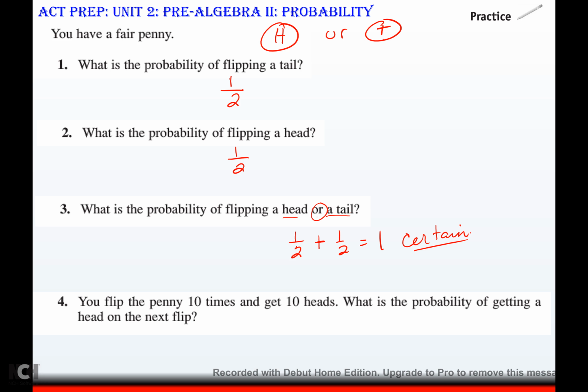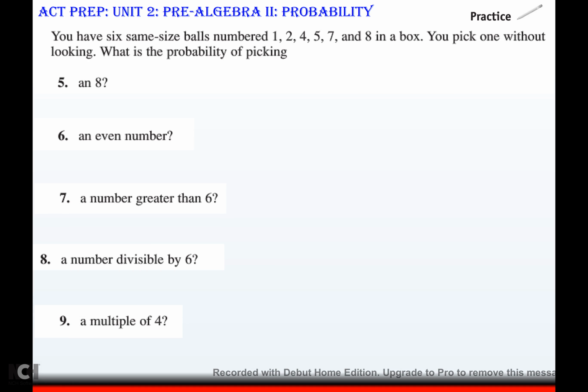So what's the probability of getting heads on the next flip? There's 1 head out of heads or tails. So it's still going to be 1/2. Okay, you have 6 same size balls, numbered 1, 2, 4, 5, 7, and 8 in a box. You pick one without looking. What's the probability of picking an 8? 8's the winner, so there's 1 way to win out of 1, 2, 3, 4, 5, 6 numbers.